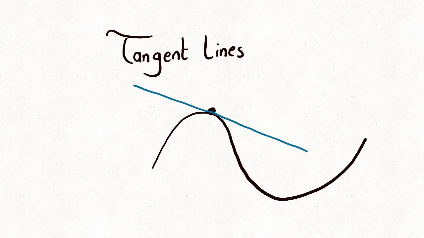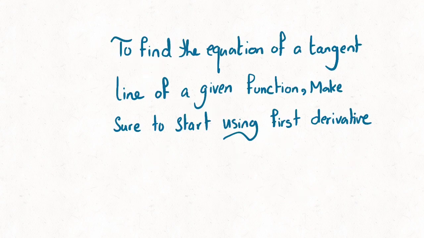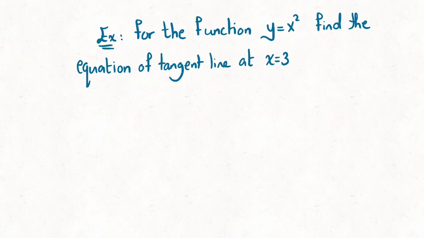Tangent lines and their equations. Whenever he gives you a function, you are advised always to find the first derivative of that function, because this first derivative will represent the slope of the tangent line at that specific point. Take the following example. If y equals x squared, then find the equation of the tangent line at x equals 3.